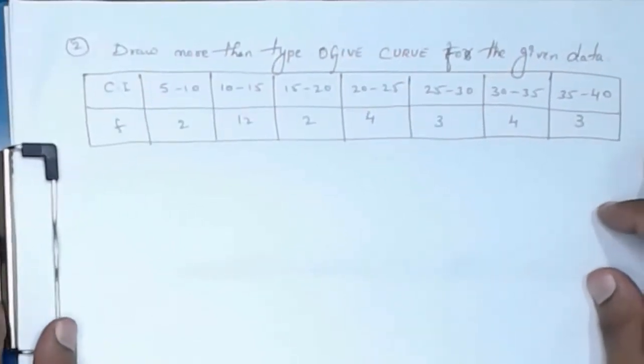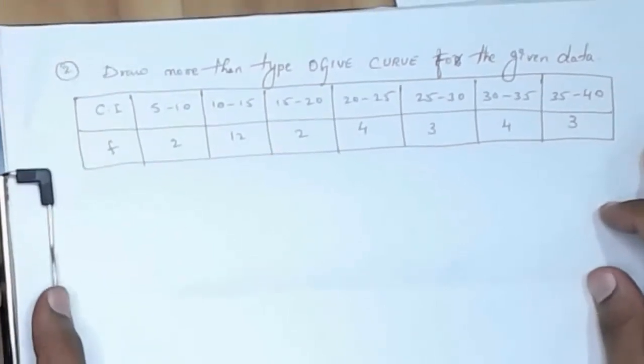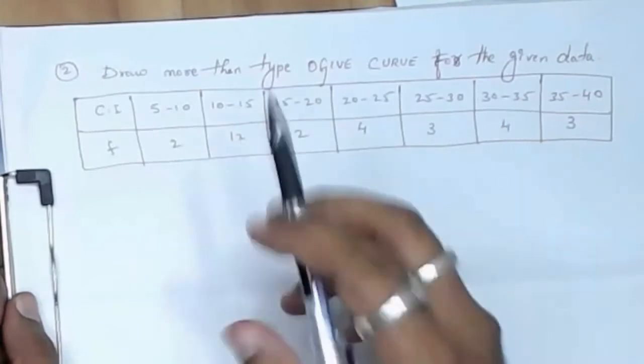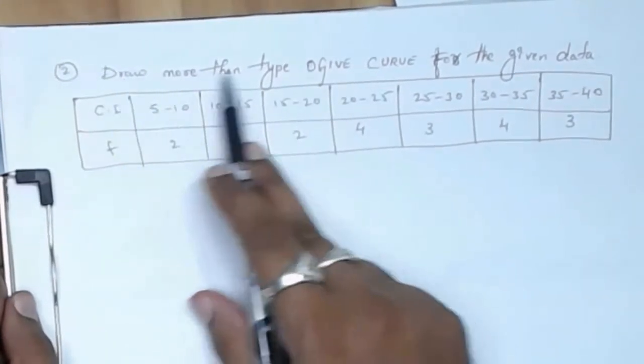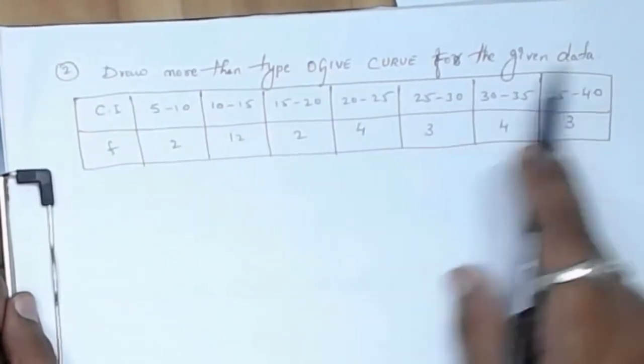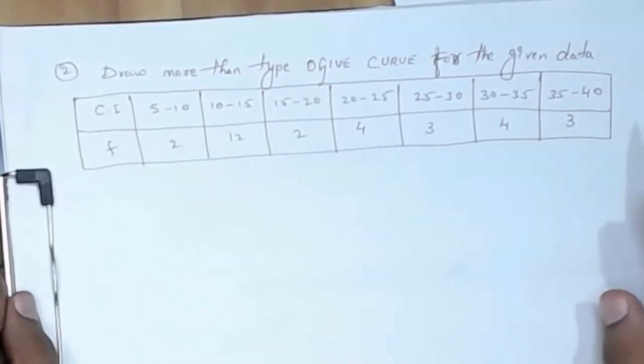Myself Faisal sir here. Now we are going to discuss the topic ogive curve. See the question. Here the problem is draw more than type ogive curve for the given data. They have given class interval and frequency.